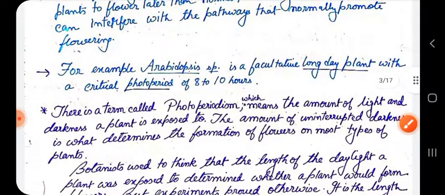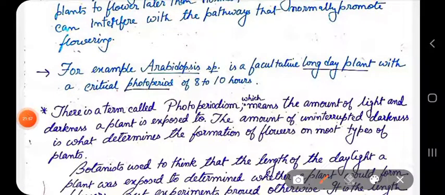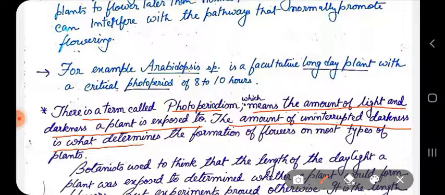Photoperiod or photoperiodism is a term which means the amount of light and darkness a plant is exposed to. The amount of uninterrupted darkness is what determines the formation of flowers on most types of plants. It is saying, again I repeat, don't be confused.